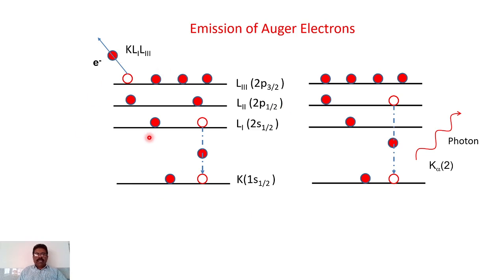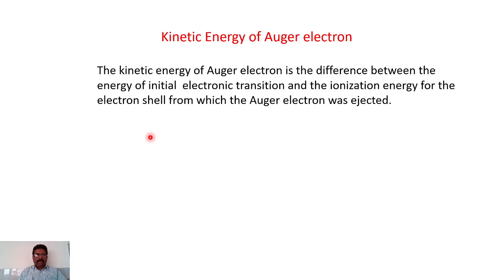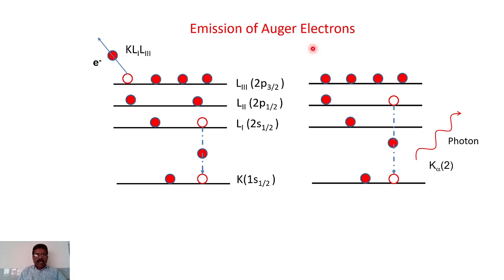So this is how one can explain what is actually the Auger effect. Now let us see how this Auger effect is important. For that, one has to understand the kinetic energy of the Auger electron. Now, in order to understand the kinetic energy, what will be the kinetic energy of this Auger electron?